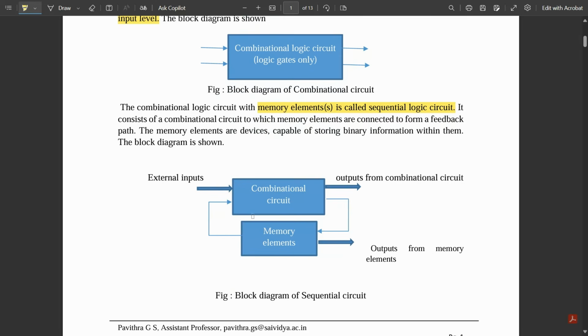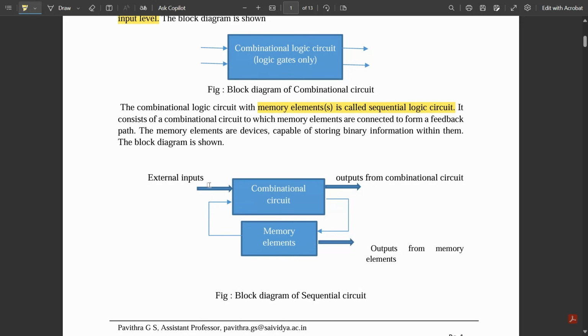Okay, so you see here, this is the simple block diagram of a sequential logic circuit. As I've told you, in a sequential logic circuit the outputs are dependent on the present as well as the previous state inputs. So this block diagram suggests that: you have one combinational circuit block and one memory element block, and how they depend on each other is shown by the arrows.